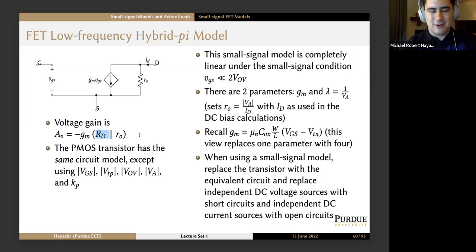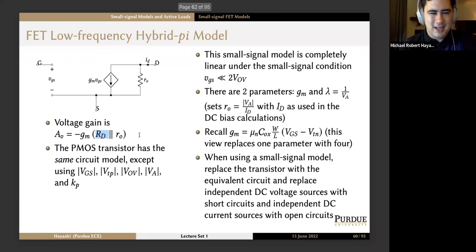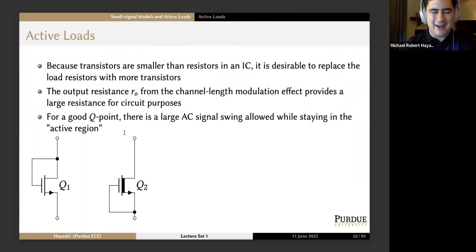RO is usually big. If it's a discrete transistor, it might be in the hundreds of kilo ohms. If it's inside an integrated circuit, it might be in the 10 kilo ohm or thereabouts area. So there's an advantage to using the large output resistance, because even though we get a larger magnitude of gain that way, it's negative. Instead of having a gain of negative 20 by using a discrete resistor, we might get a gain of negative 50 using another transistor as an active load. And that would be really good for us.